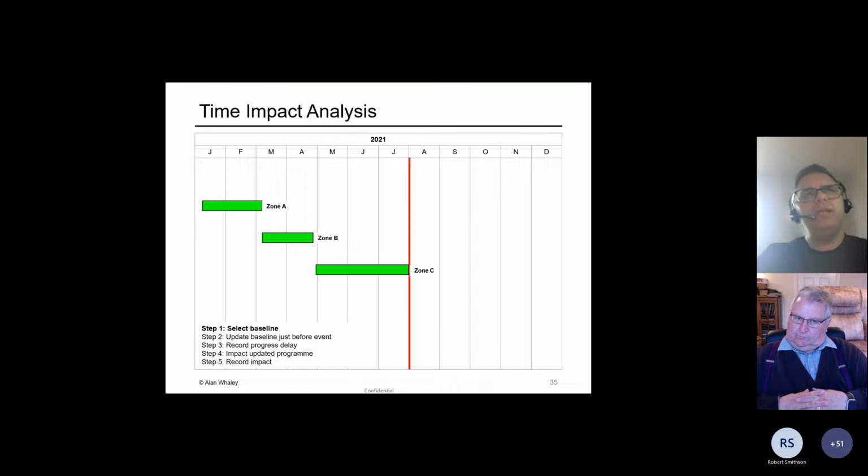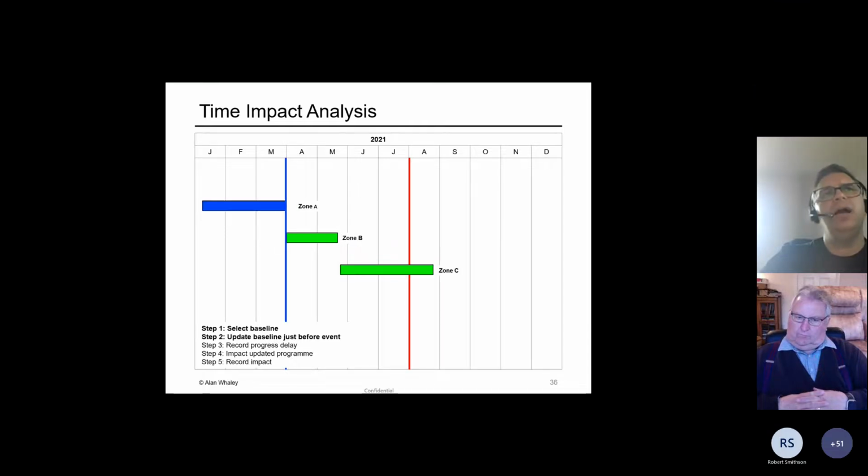So here's a really simple example of a time impact analysis. We've got a project with 3 zones. What we're going to do in a time impact analysis is just before the event happened, we're going to update the program in the software. And then we can see that before the event happened, there was some kind of pre-existing delay. We can measure that delay by looking at the forecast end date, and we think it was about 3 weeks.